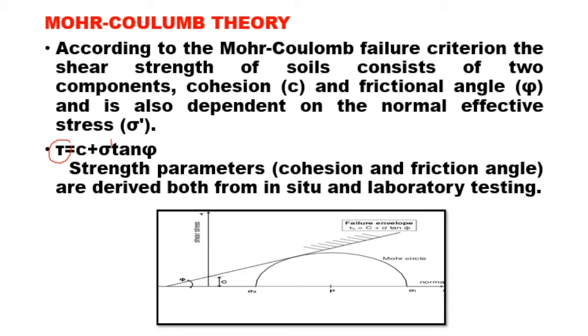The shear parameters, that is cohesion and friction angle, are derived from in situ tests and also from laboratory tests. If you refer to this figure, this line is the failure envelope, whose equation is C plus sigma dash tan phi. The semicircle drawn touching the failure envelope is called the Mohr circle. You have sigma 1, the major stress, and sigma 3, the minor stress. This is cohesion C, and this is phi, the angle of internal friction.